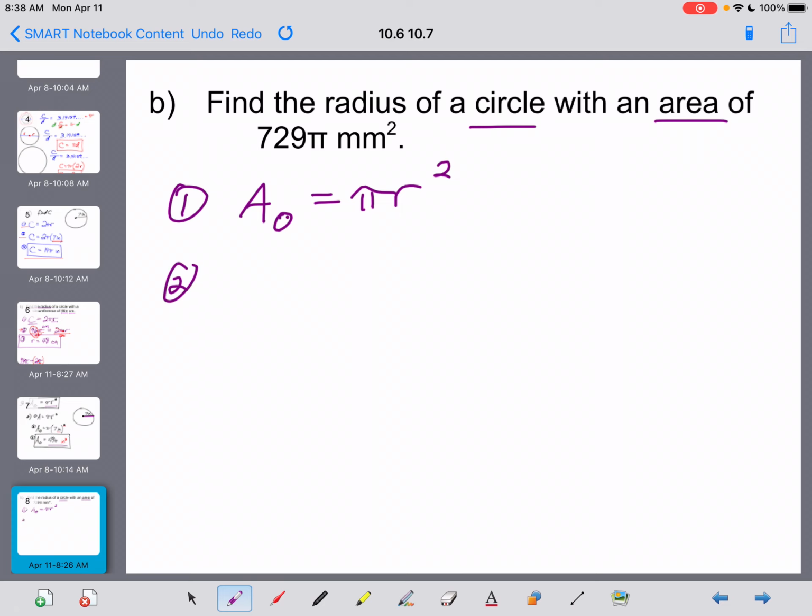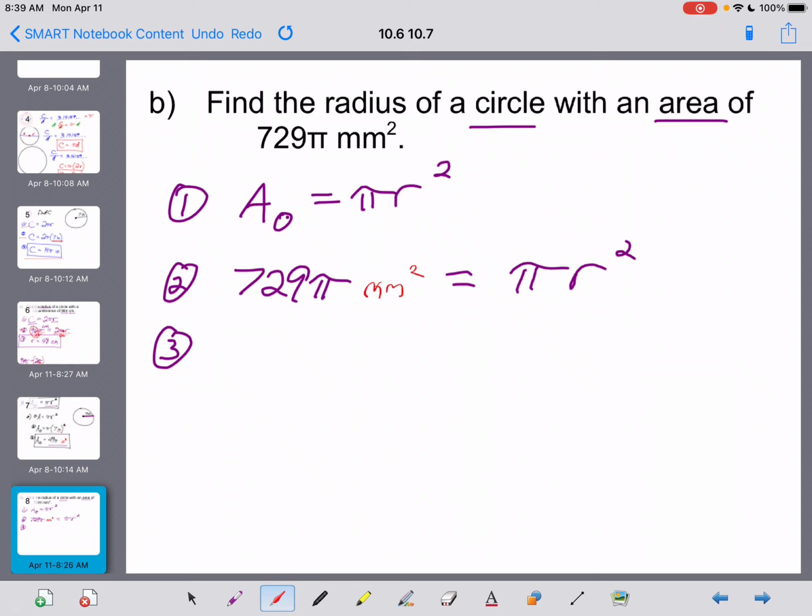And step number 2, we fill in what we know. Now we know that our area is 729 pi, and I'm going to go ahead and include the units of square millimeters there, is equal to pi, and we don't know our radius, and we're going to square that. Now as we move on to step 3 to solve for r, this one gets a little bit more complicated than the last one.